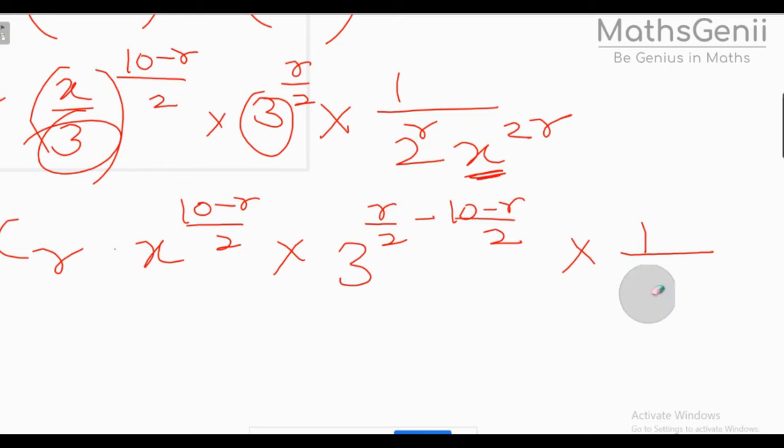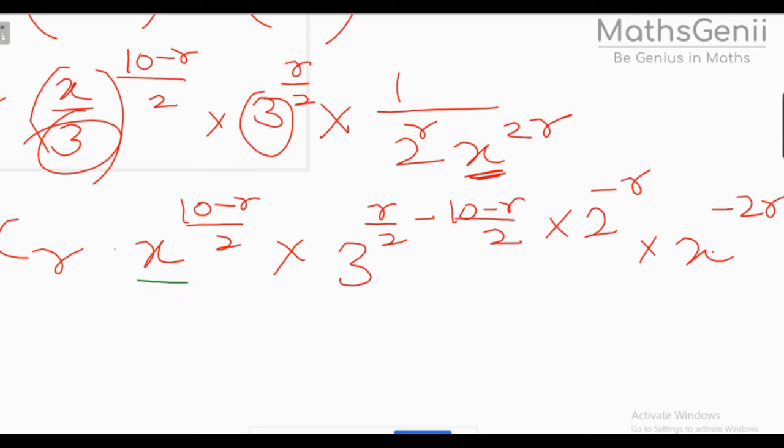So let me just remove 2 also from this side. So I have 1 upon 2r. When it will go above, it will become 2 raised to minus r. Okay. Now I have x raised to minus 2r. Now I have to find term independent of x. So that is why I'm trying to club x. Okay, let's club x now. One more step.